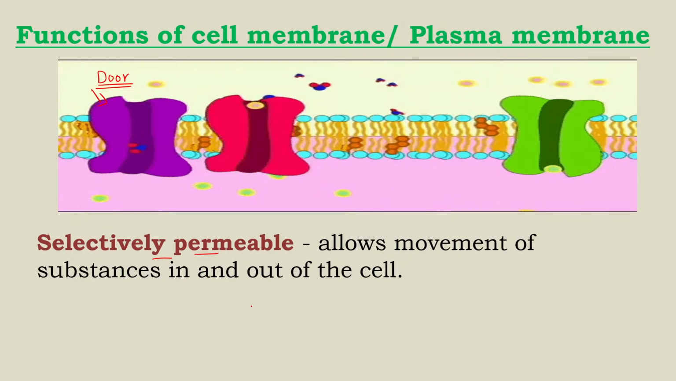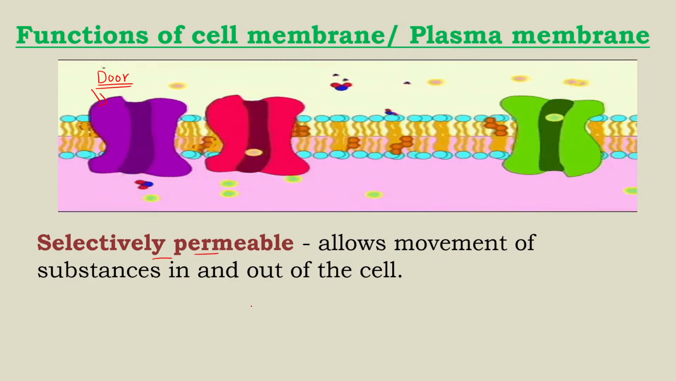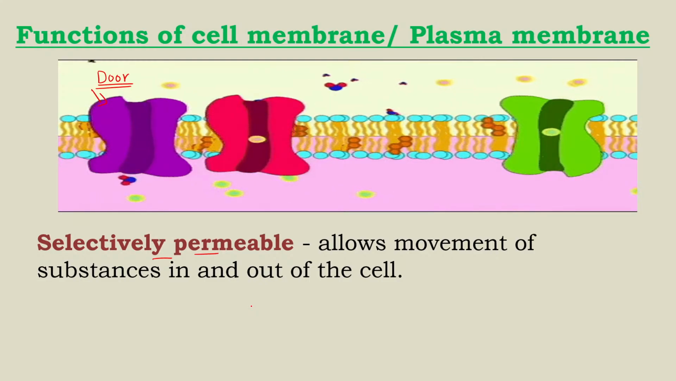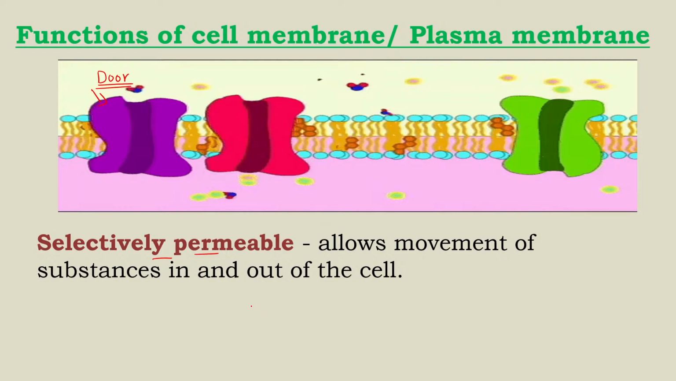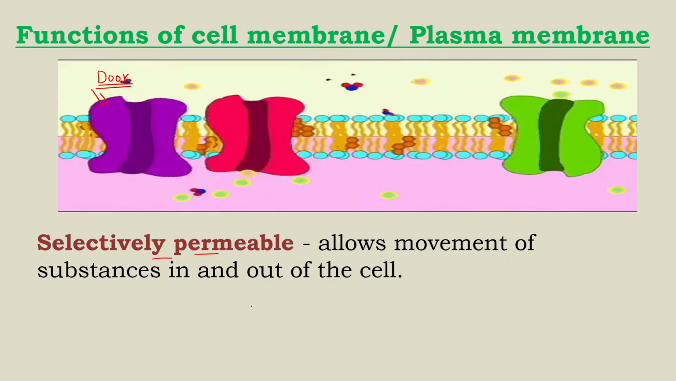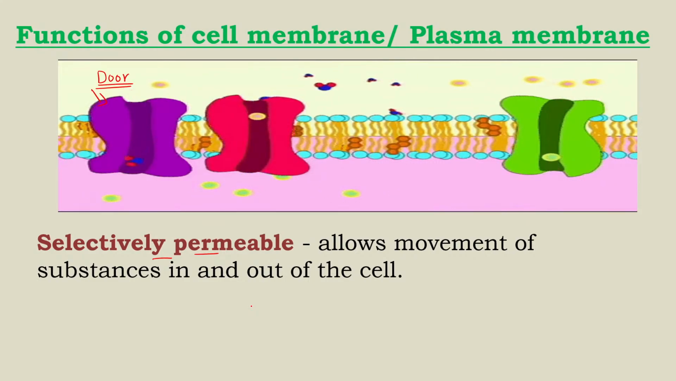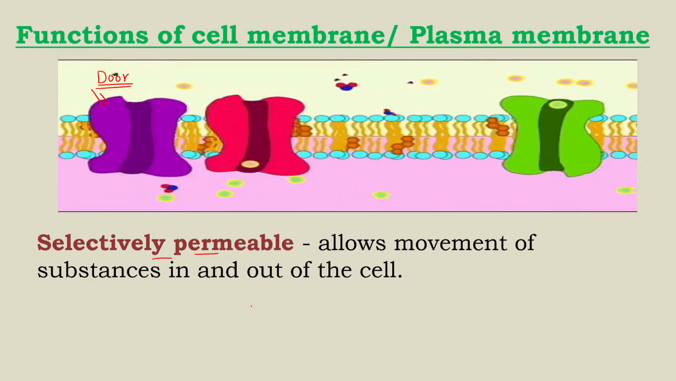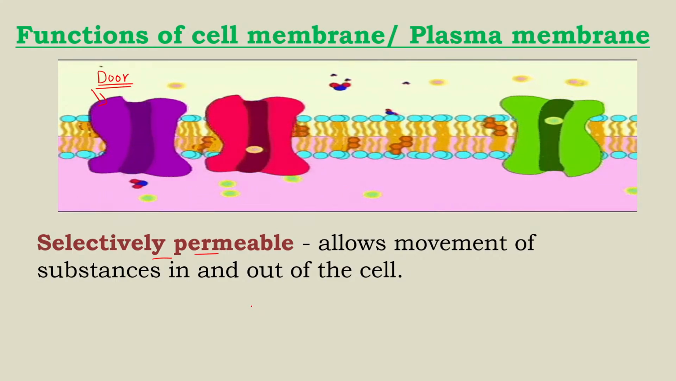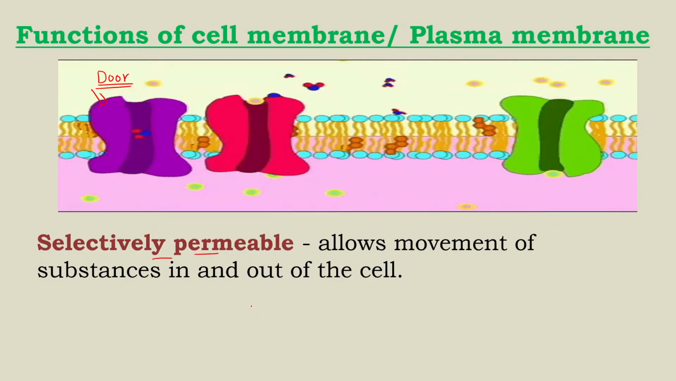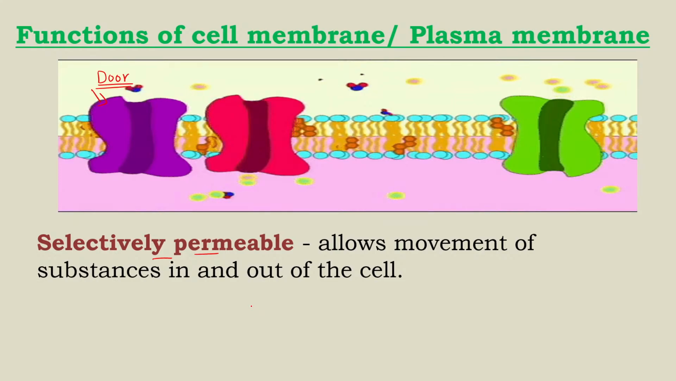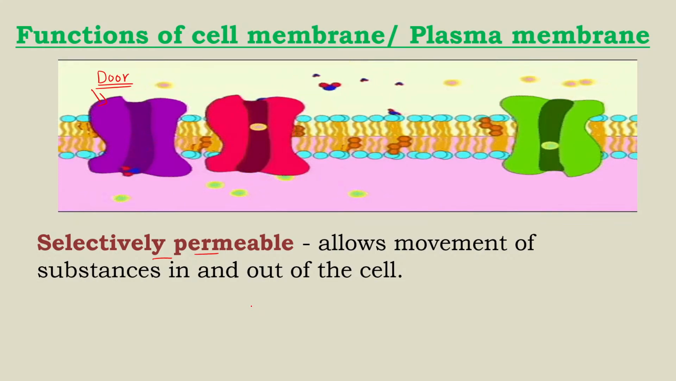So therefore it is called selectively permeable membrane. Selectively permeable membrane means that it controls who is going to enter inside the cell and who is going to go outside the cell. So who is going to control this? Who is going to control the cell?